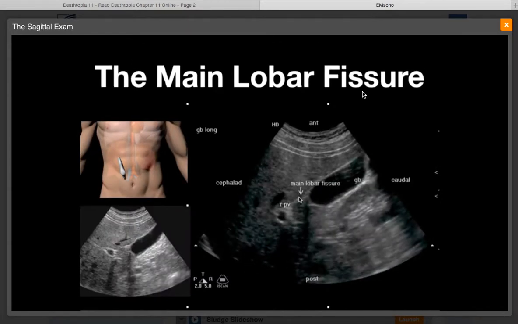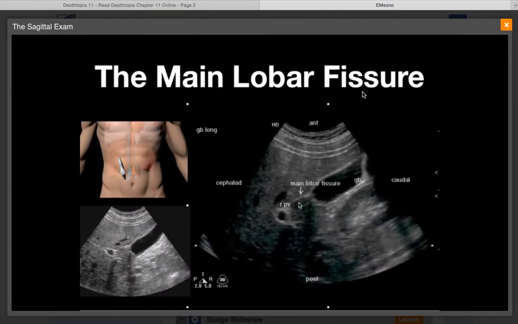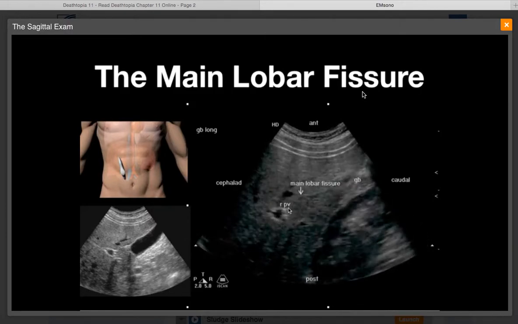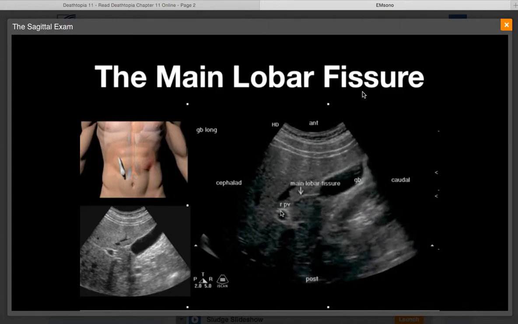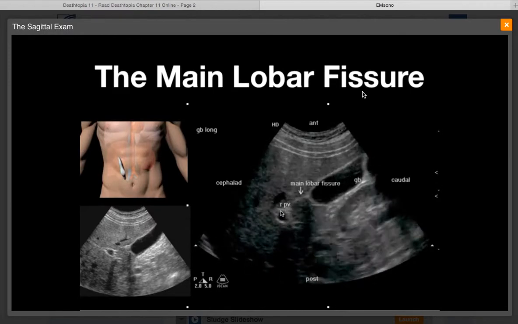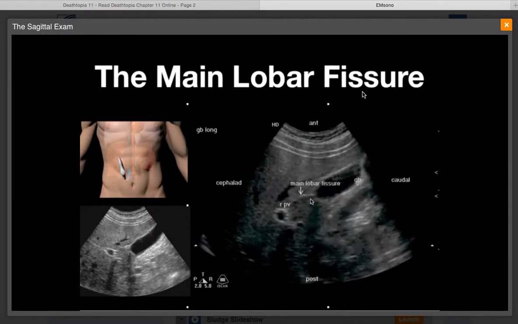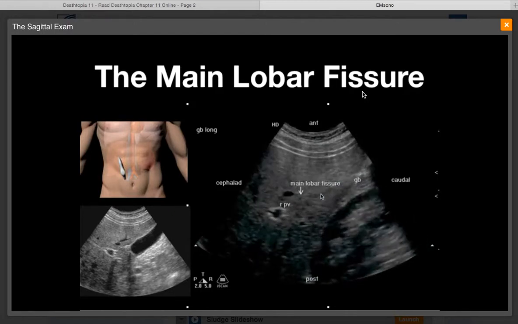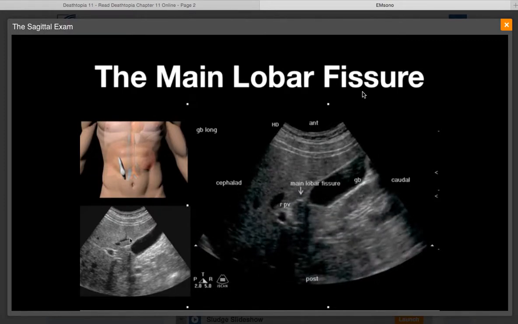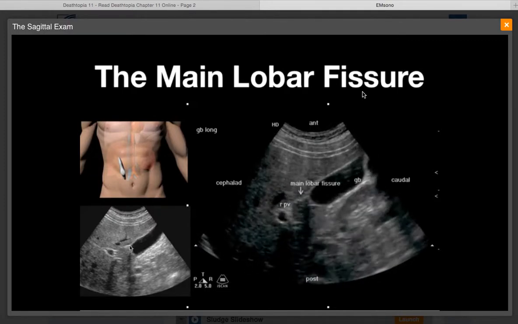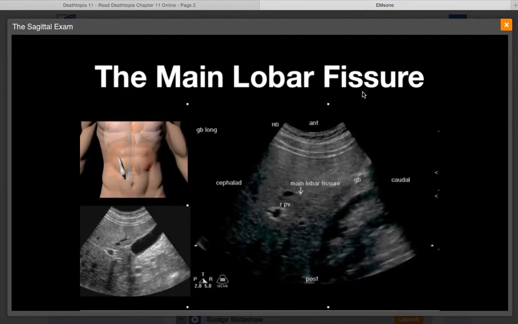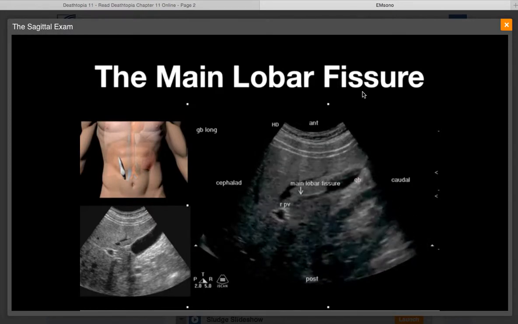The main lobar fissure, which you can see here on this video, is a consistent landmark that goes from the gallbladder and connects over to the right portal vein. In challenging cases, this landmark can be used to locate the gallbladder and to verify the identity of the gallbladder. And you can see it, like I said, right here, extending from the gallbladder to the right portal. You can also see it down here on this still image, extending from the gallbladder to the right portal. So it's important to keep an eye out for this when you're scanning the gallbladder.